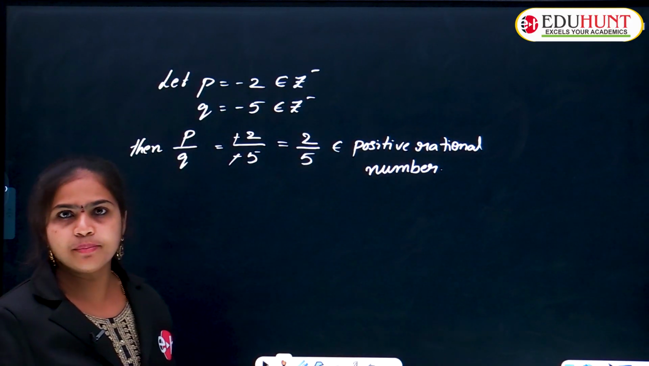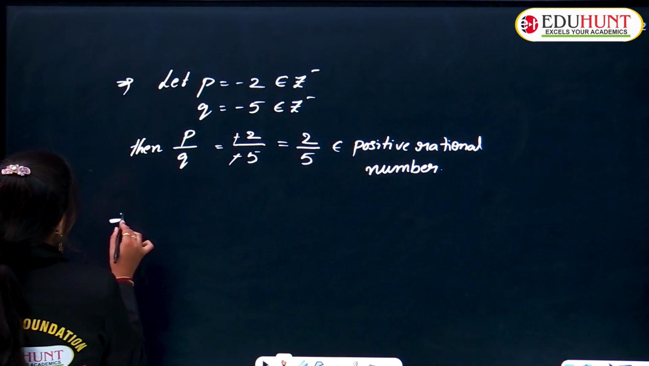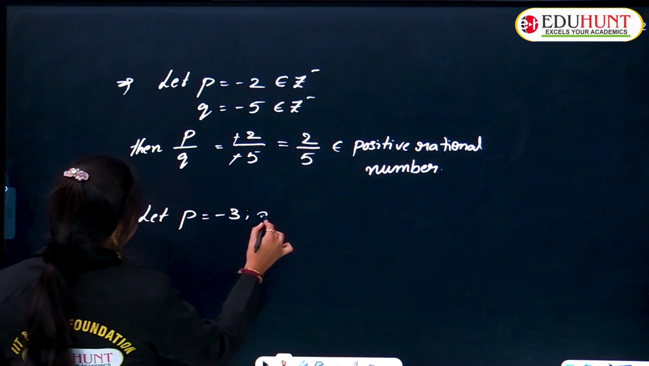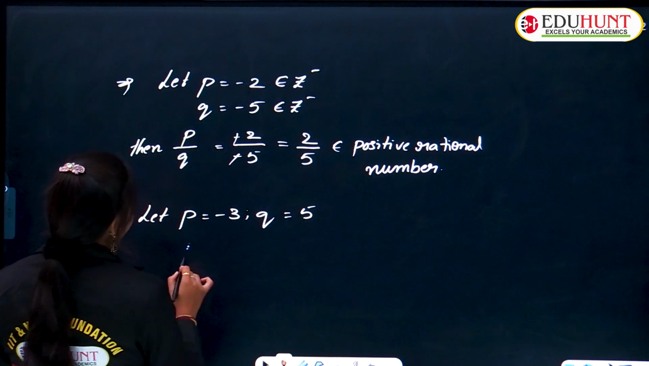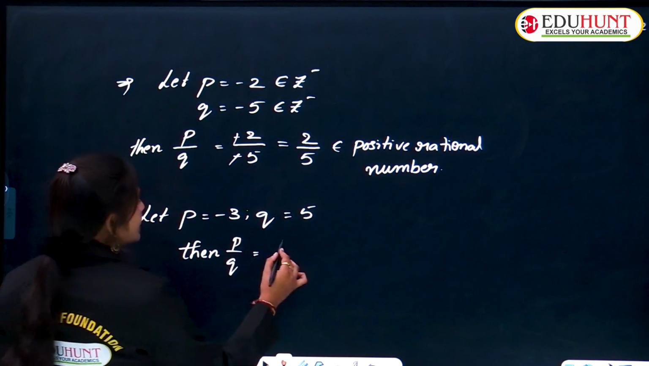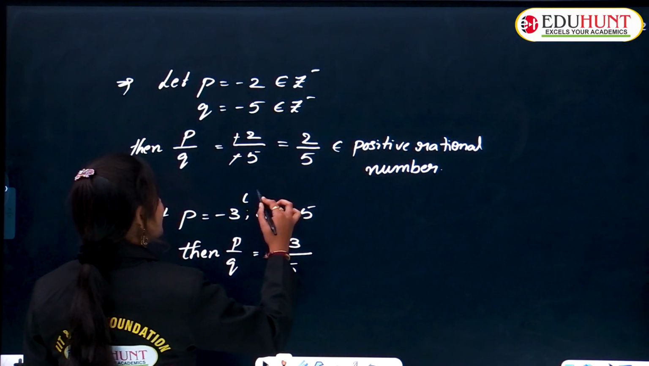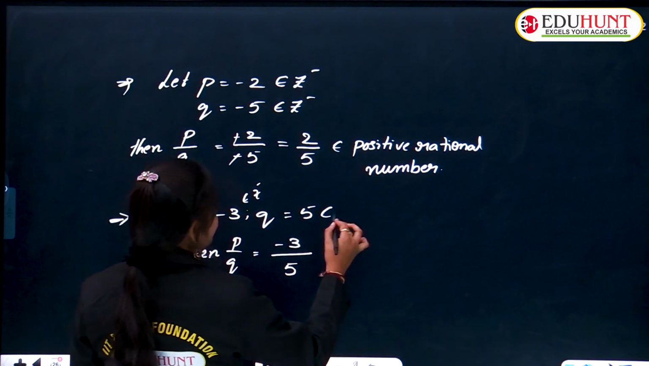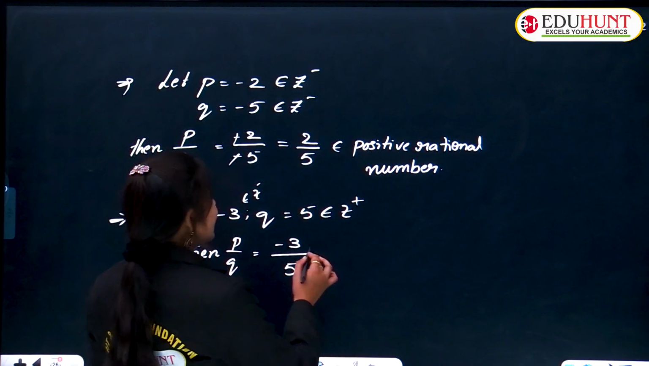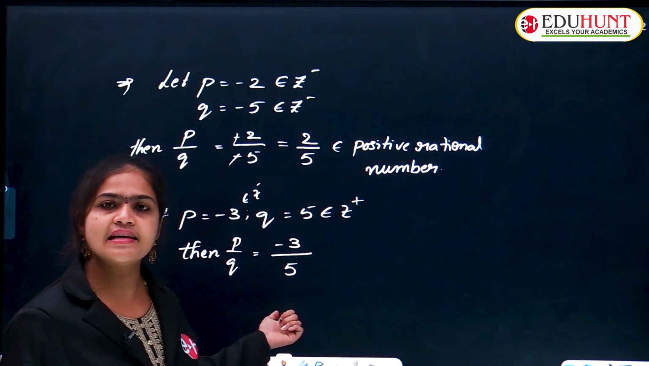Positive rational number. Did you understand? Yes. One more example. Let P is equal to minus 3, Q is equal to plus 5. Then P by Q, here P is equal to minus 3, Q is equal to 5. Here minus 3 belongs to negative integers and plus 5 belongs to positive integers. Now here, is it a negative rational number or a positive rational number? Yes, of course this is a negative rational number.